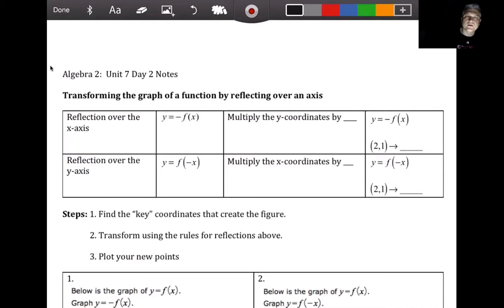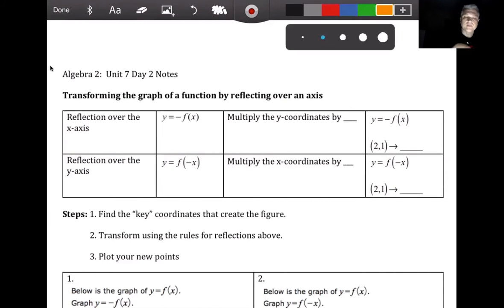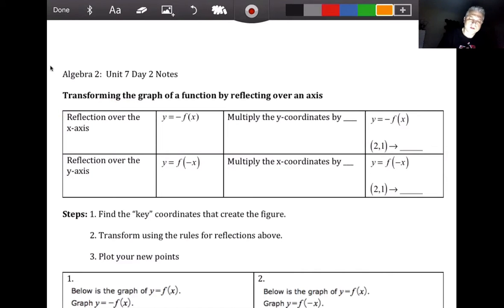We get to manipulate our graphs a little bit more, a little mastery over these graphs and use them in different ways. So let's look at this first topic, transforming the graph of a function by reflecting it over an axis. Hopefully you remember what reflections are from back in your geometry days. It's just creating a mirror image, and that mirror happens to be one of the axes. It could be the x-axis or the y-axis. So if we reflect over the x-axis, here's an example.